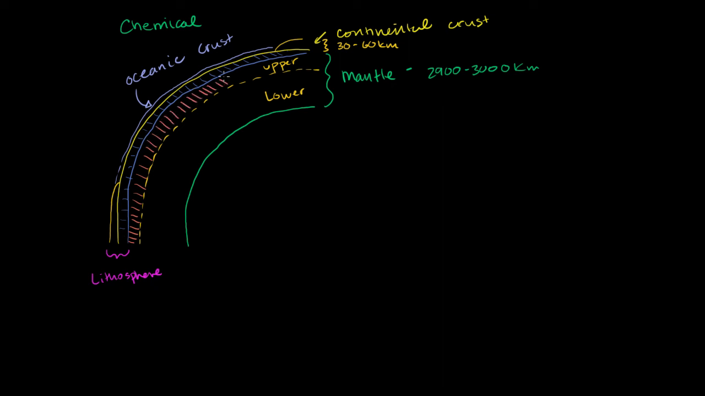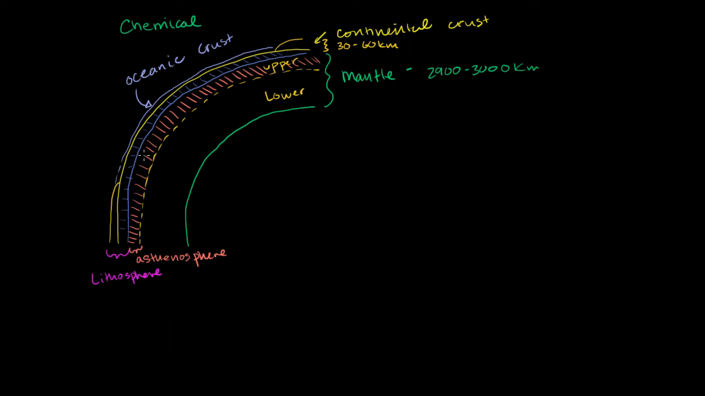Actually, I shouldn't use the word liquid. Kind of deformable. It deforms over long periods of time. But it is more fluid than what we normally associate with rock. Magma would be a good way to think about it. That's what we call the asthenosphere. It is fluid, just not as fluid as water. It is more viscous than something like water. So this is the asthenosphere.